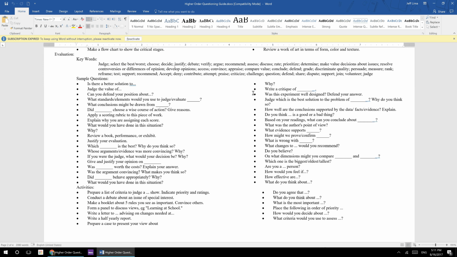evidence, to discriminate the quality of something, to say which one is better than the other, to challenge something, to defend something with evidence. Definitely what science is all about. So, for example, you could give a bunch of data and ask a person what evidence from this data supports the fact that one object is faster than the other. So that would be an evaluation question.